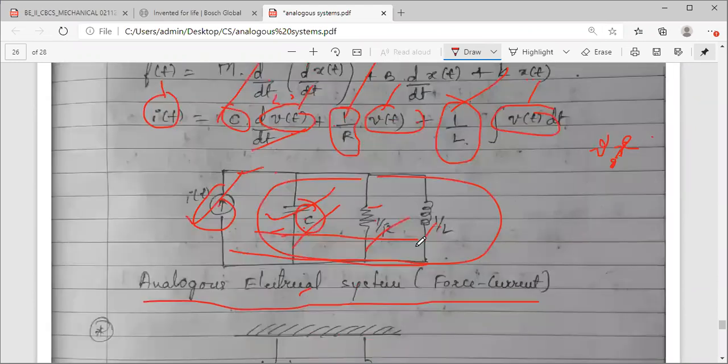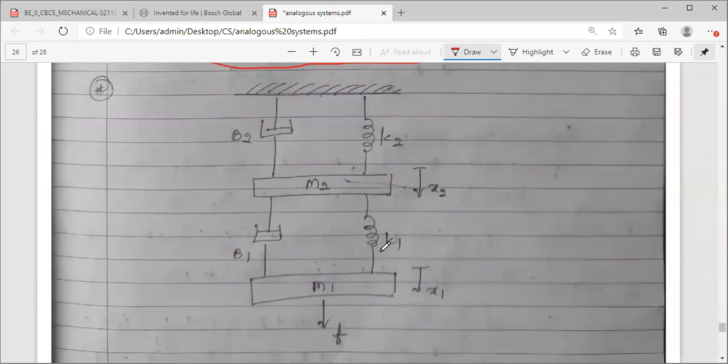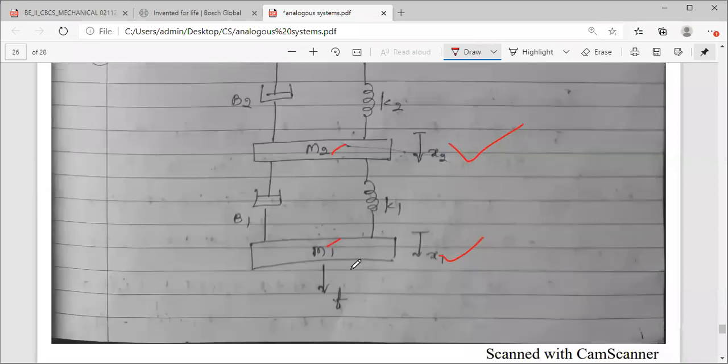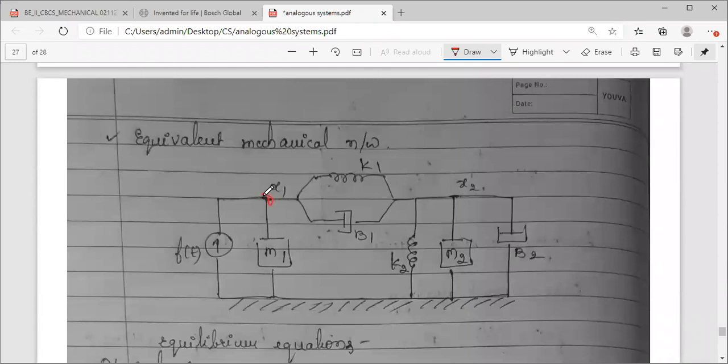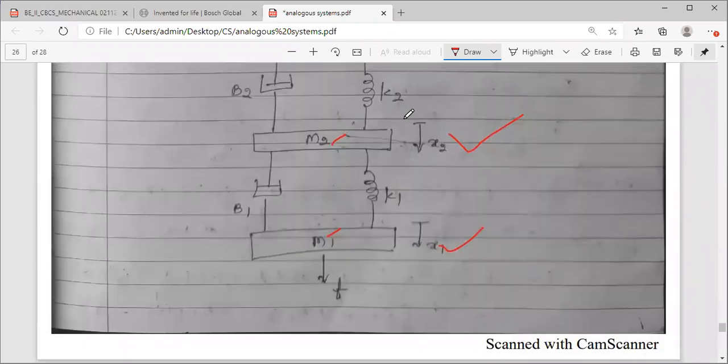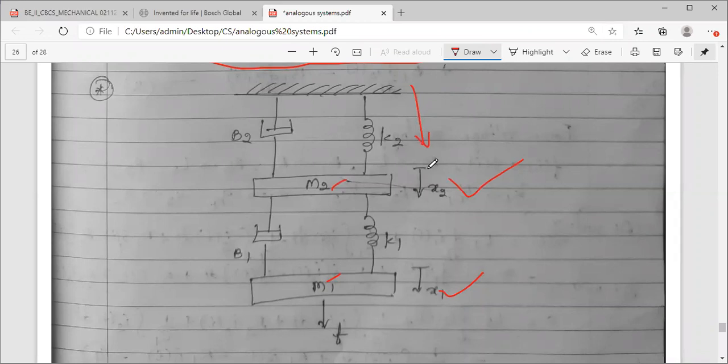Let me take one more example very quickly. This is your given mechanical system. First step, you have to draw the equivalent mechanical network. Identify the number of displacements. How many are there? 1 and 2. So 2 displacements and 2 masses are there. Hence, you need to go for 2 nodes. See, I have taken 2 nodes, x1 and x2. You can write here x1 and here x2 also, fine, because if you start from top to down, first you encounter x2 and lastly you encounter x1.